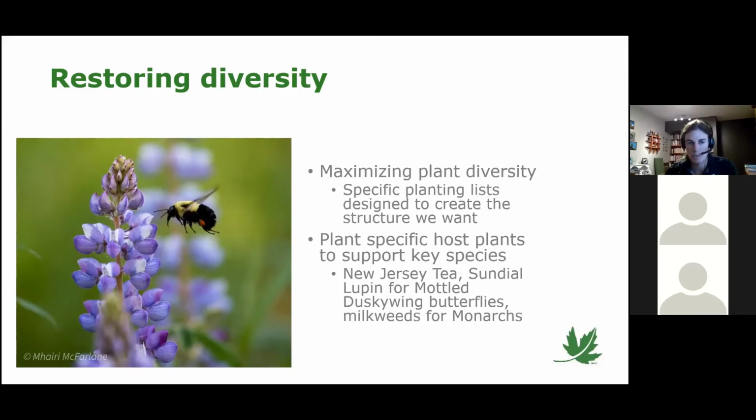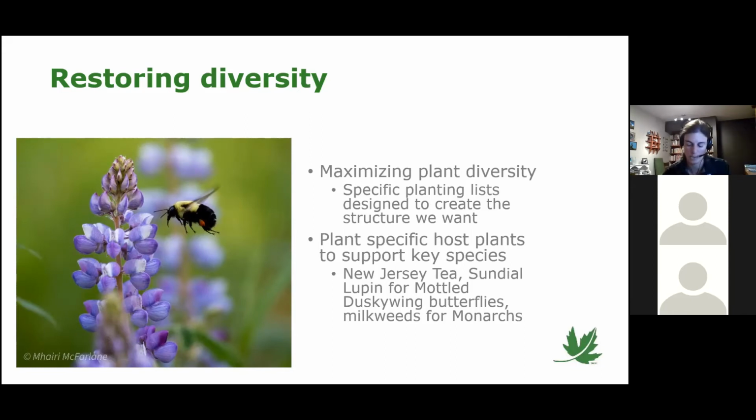So the next thing we're looking at is, of course, restoration is great, but we're starting to look a bit harder at the exact structure that we're trying to create in terms of plants. So looking harder at the actual species that we're including on these planting lists, making sure that we're creating both the structure that we want, but also that we're homing in on really key host plants for key rare insects.